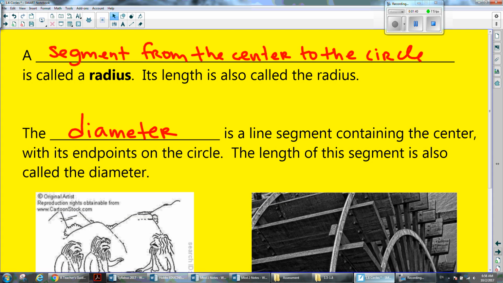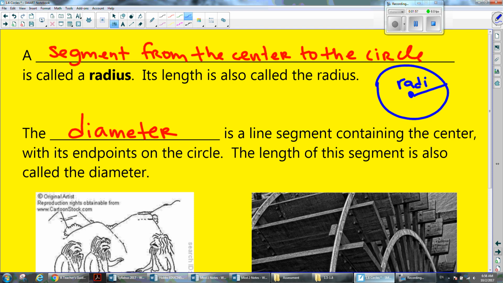Okay, so a segment from the center to the circle is called a radius. Its length is also called the radius. So go ahead and sketch out a circle. That dot in the middle is going to be our center. And if we go from the center to a point on the circle, this is just the radius.